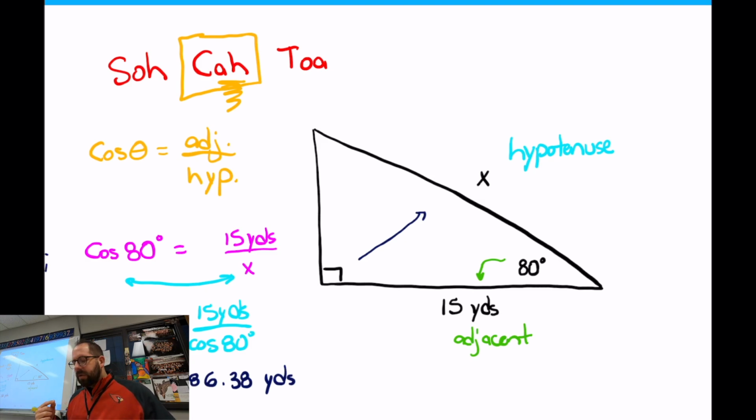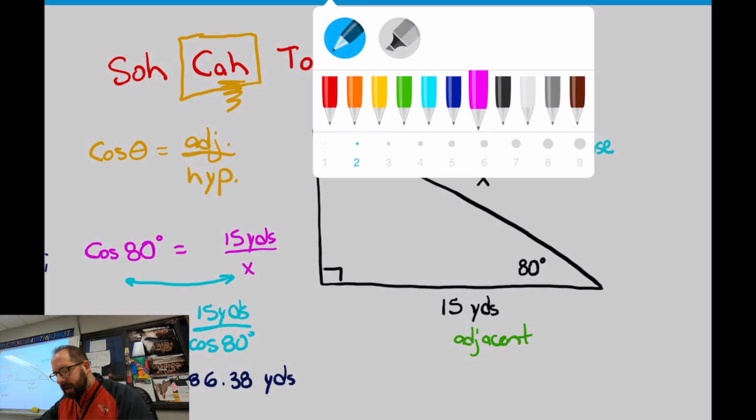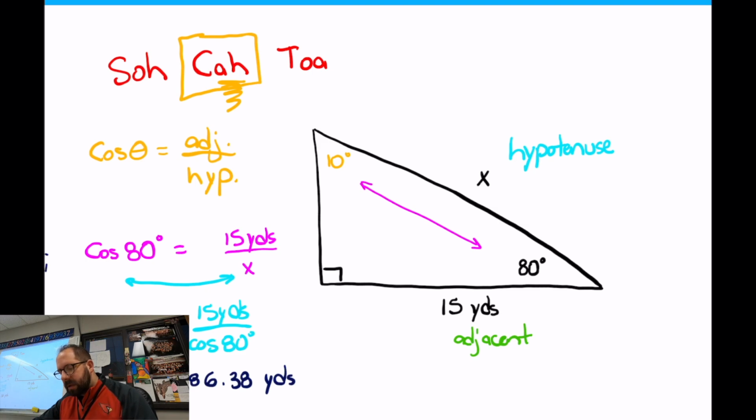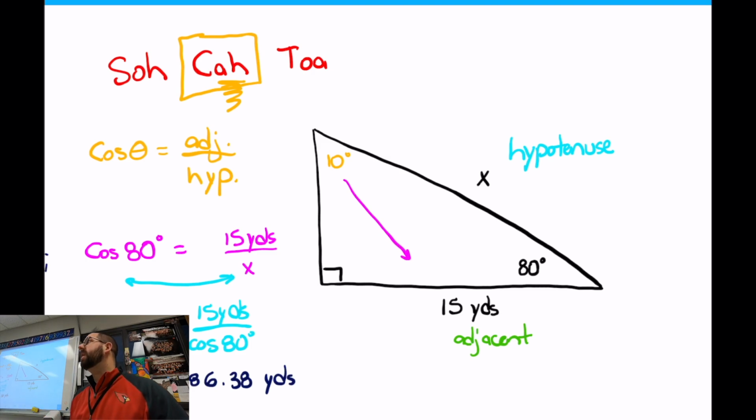The smallest wall will be across from the smallest angle. The smallest angle of my triangle is this one up here, 10 degrees. How do I know that? The remaining two angles of your right triangle have to be complementary. These two angles left over have to add up to 90. That's what complementary means. This is the smallest angle, so that has to be the smallest wall. 10 degrees is a long way from 90 degrees, and that wall was already 15.